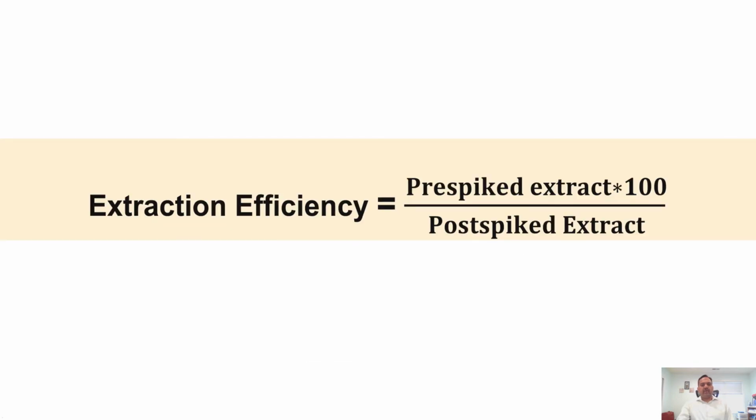Now I would like to define some terms. So when you are choosing your sample preparation method and you need to determine how good it is, you have to determine this extraction efficiency. Extraction efficiency is determined by taking the ratio of the signal in pre-spiked extract to post-spiked extract.